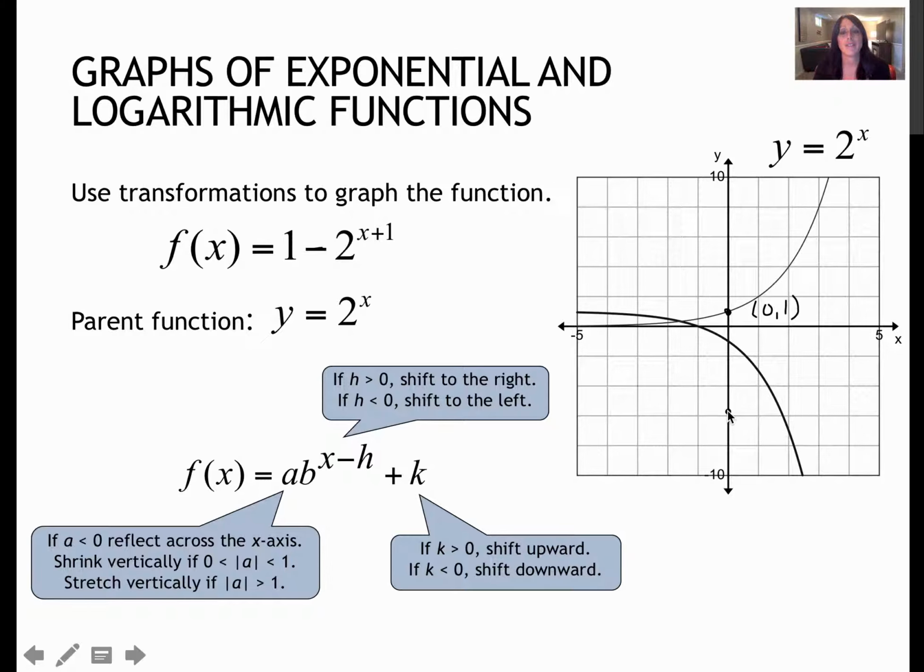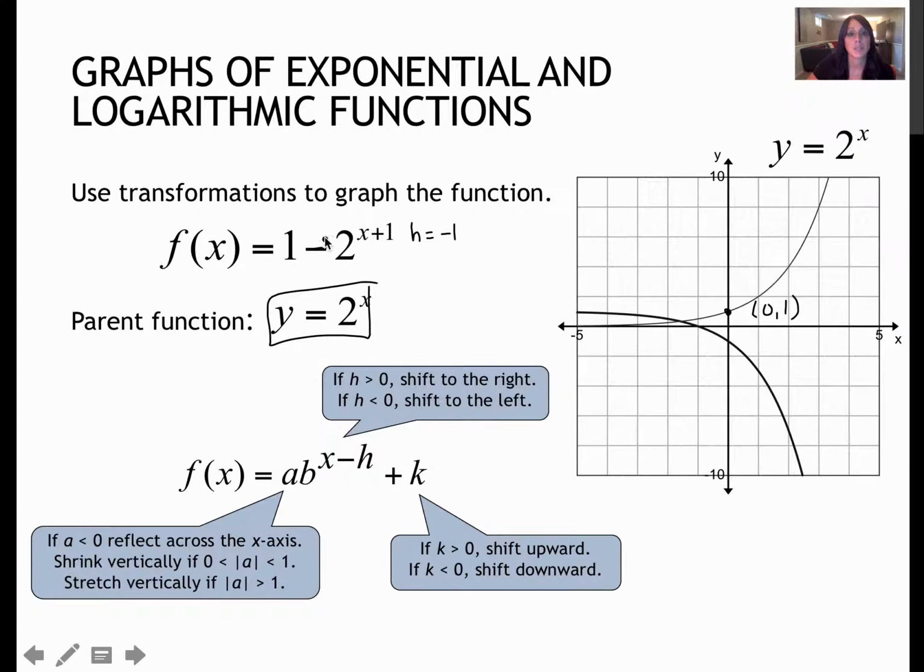Without actually graphing this, I want to talk a little bit about the difference between the parent function and the transformed function. So again, if my parent function is y equals 2 to the x, that's this function here. Notice it's going through the point (0, 1), because my scale is 2. Now, if I'm going to use transformations to graph the function, I need to pay attention to what's happening here. So it's clear, based on this, that my h value is actually -1, because I would have subtracted -1 for it to be +1. Since h is less than 0, it's shifting to the left. So it's basically taking this and shifting it to the left 1.